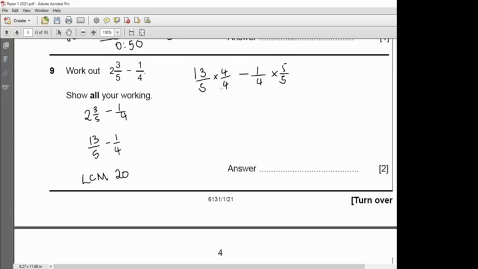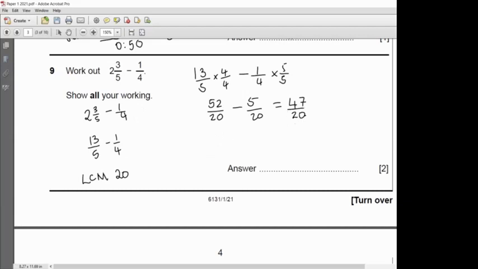So I'll say 13 times 4, this is 52. So I have 52 over 20. And then 1 times 5 is 5, and then 4 times 5, this is 20. And now when your fractions have the same denominator, you proceed to subtract the numerators. So here we'll say 52 minus 5, which is 47 over 20. Okay, then you can rewrite this as an improper fraction.